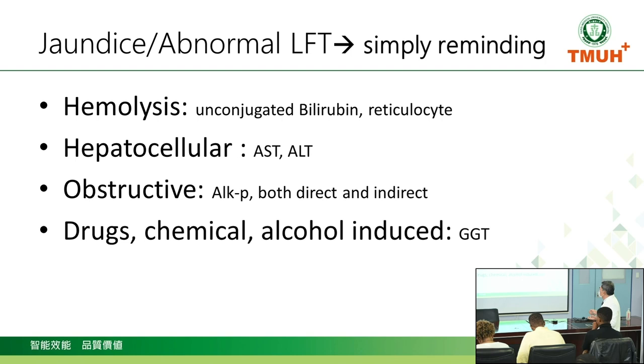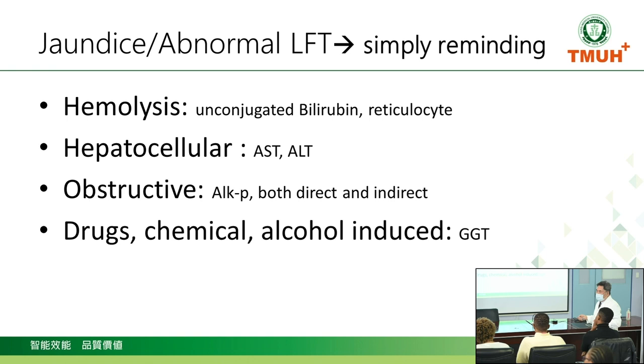So for jaundice and abnormal liver function, simply remember in this case: hemolysis, unconjugated bilirubin predominant, reticulocytes high. Hepatocellular: AST, ALT much higher. Obstructive: alkaline phosphatase, both direct and indirect bilirubin. Drugs, chemicals, alcohol induce gamma GT. Simply.